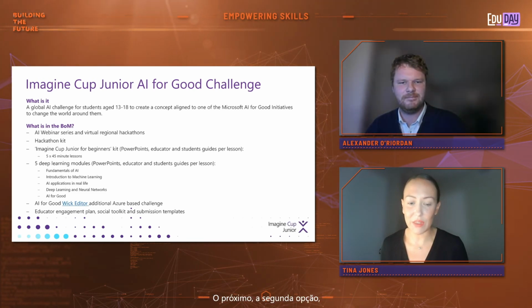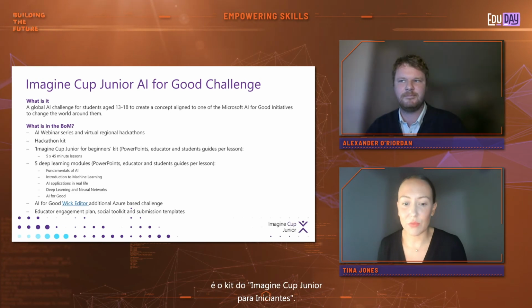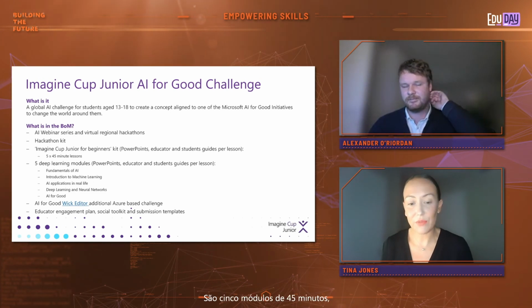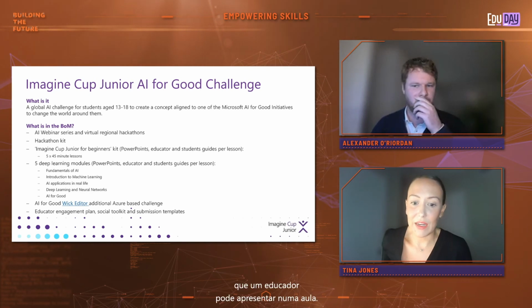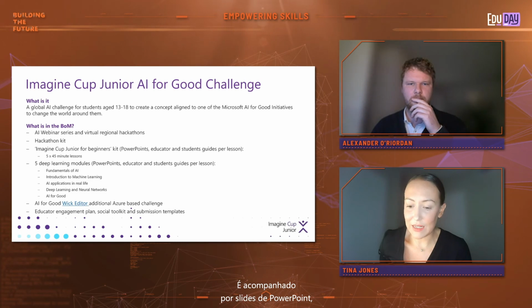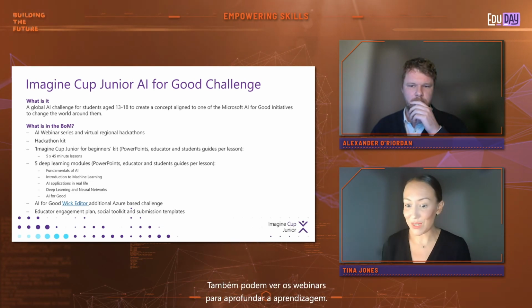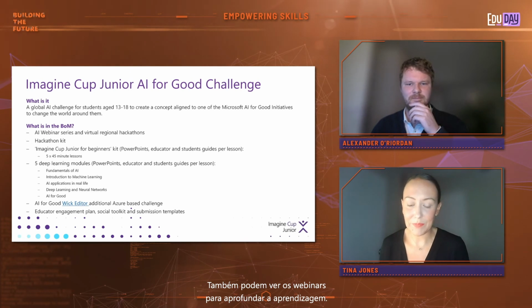The next one, so we think of option 2 as running the Imagine Cup Junior for Beginners kit. This is 5 45-minute modules that an educator could deliver in a lesson. There's accompanying PowerPoint slides, educator guides and student guides. They can also attend the webinars to deepen that learning.